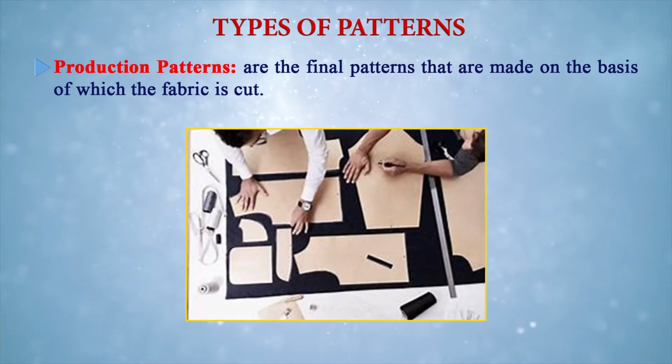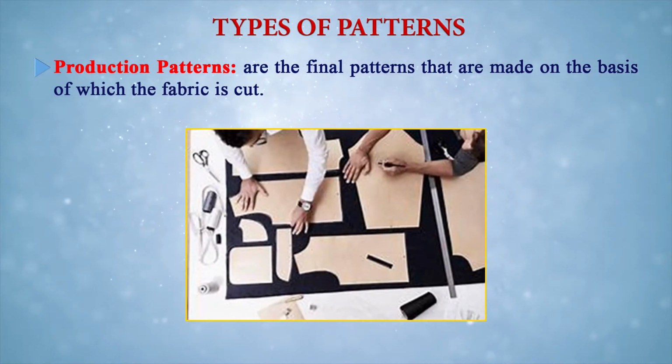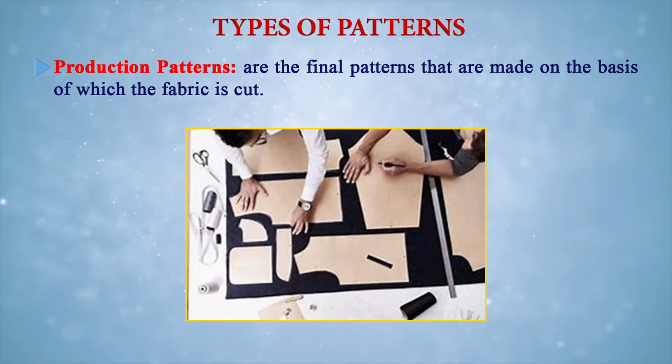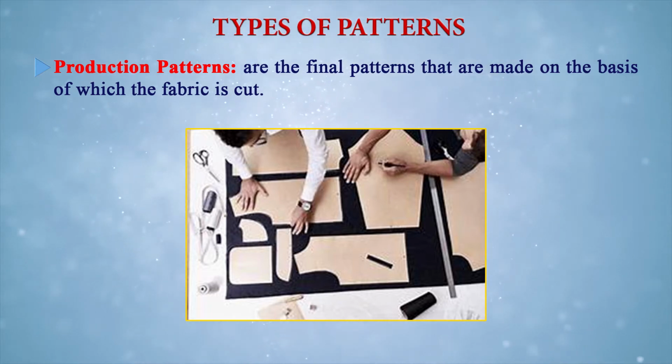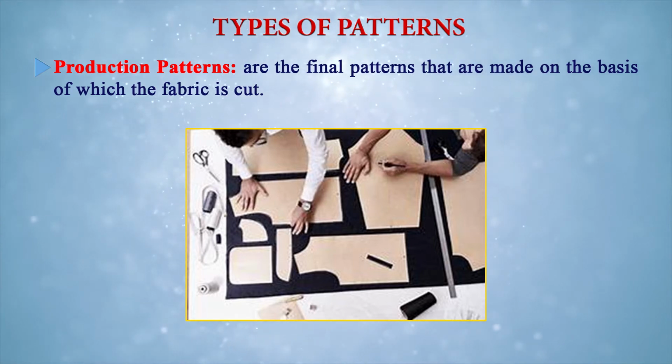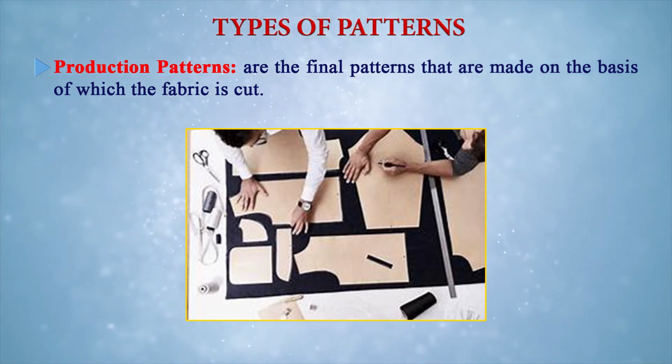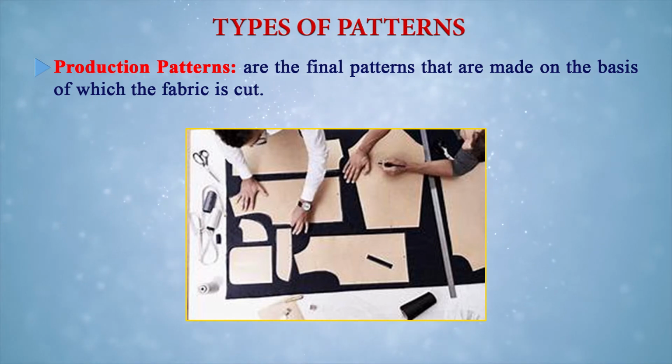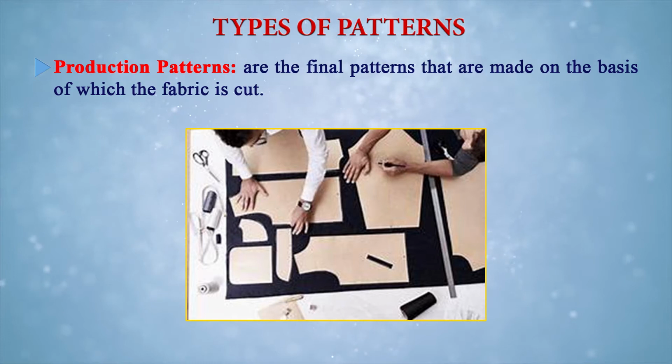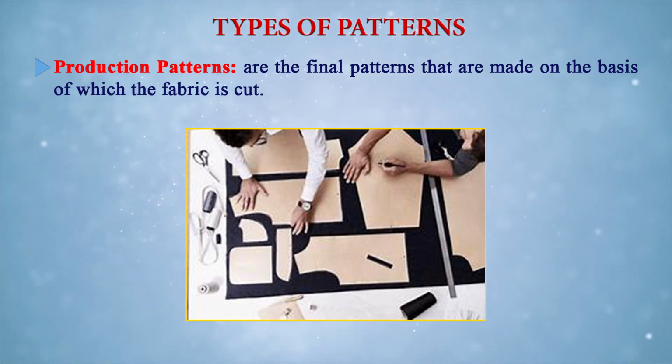Then the third pattern we have is the production pattern, or the final product pattern. These are the final patterns on the basis of which the fabric is cut. When we have the basic pattern, then we get the working pattern, on which we do the necessary manipulation and adjustment. Then we have the final production pattern by which we will cut the fabric and design the garment. So these were the types of pattern we have.